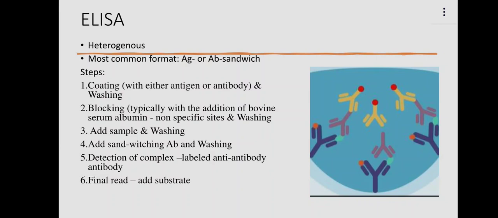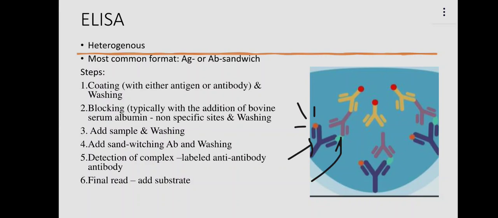The third step is addition of the sample, followed by washing. So the sample will add the analyte, which then binds to the specific binding sites of the antibody. So what we have, this is the coating antibody. This is the non-specific binding, which is blocked. And this would be our analyte molecule.